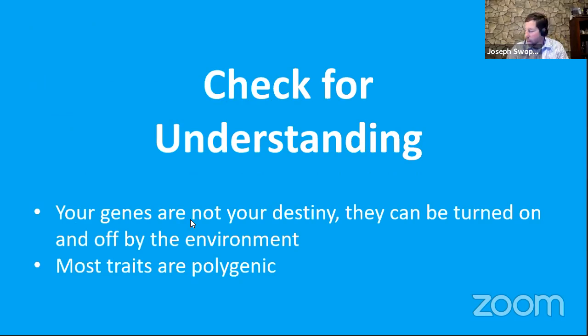Okay, we said a lot. Let's look at a quick check for understanding. The two main points for everything we've talked about so far is your genes are not your destiny. They can be turned on and off by the environment. Now, the exact mechanism isn't necessarily known. It's not like if you have a bad day, that's going to turn on and off genes.